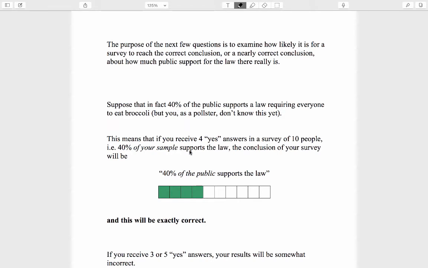This means that if you receive 4 yes answers in your survey of 10 people, so 40% of your sample supports the law, the conclusion of your survey will be that 40% of the public supports the law, and that will be exactly correct. If the 10 people you ask are perfectly representative of the public at large, great. Then your survey will reach the correct conclusion.